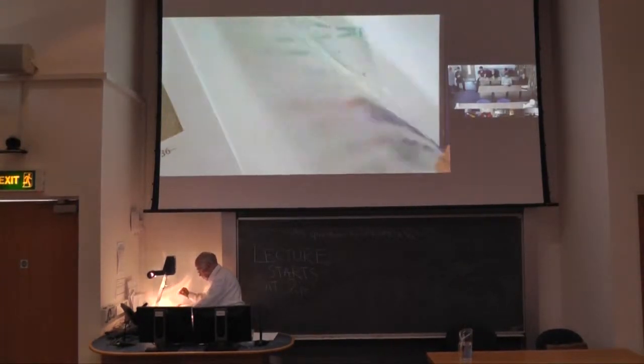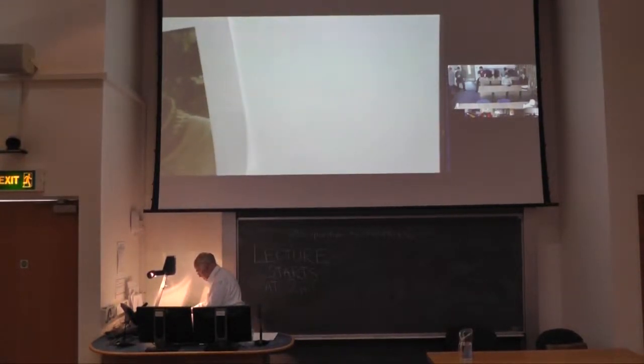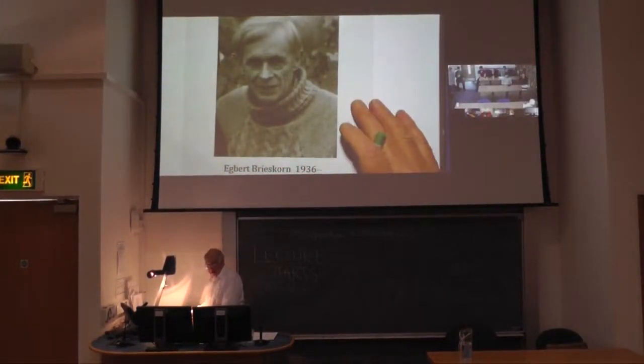So there are the Brieskorn spheres, and so I have to give you a picture of Brieskorn. There is a nice picture of Brieskorn. Well, I think he was a young man when he did that result. This is a more recent photograph I'm showing, taken this year.